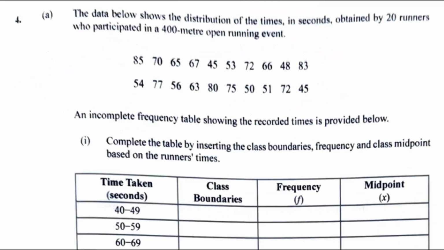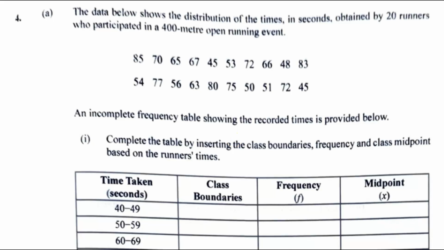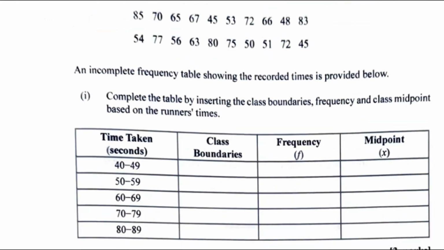In question 4, the data shows the distribution of the times in seconds obtained by 20 runners who participated in a 400-meter open running event. Now we have the data here, and we have an incomplete frequency table showing the recorded times. So complete the table by inserting class boundaries, frequency, and class midpoint, based on the runners' times. So let me just first write the class boundaries.